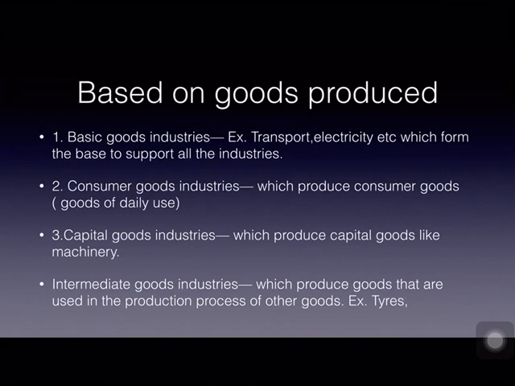So, intermediate goods industries. Intermediate goods industry means industries which produce goods that are used in the production process of other goods. They are not final goods. They are not used or consumed by the people. They are used in the production process of other goods. And such industries are called intermediate goods industries. Industries which produce goods that are used in the production process of other goods, like tires.